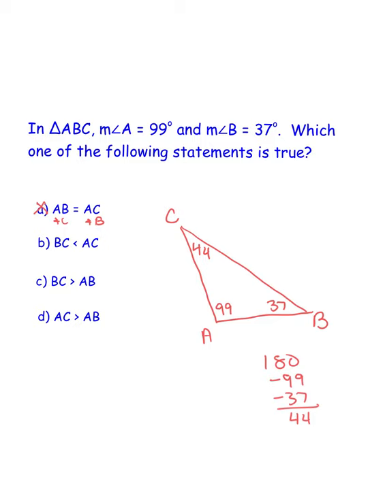is smaller. If I look at side BC, it's opposite the biggest angle. So BC is actually the biggest side. This is not going to work.